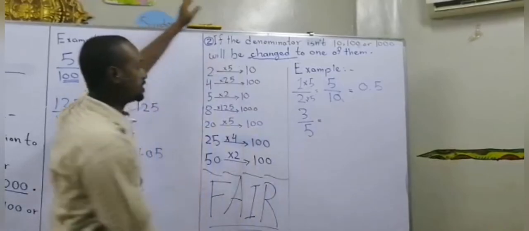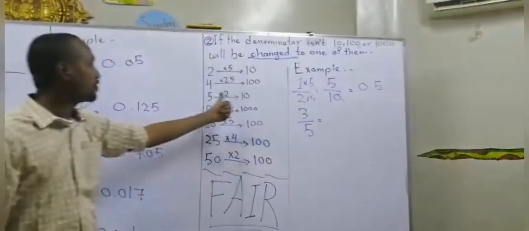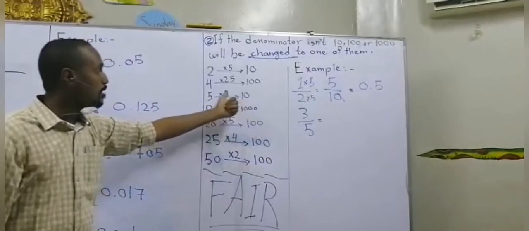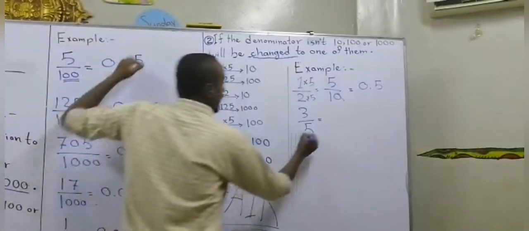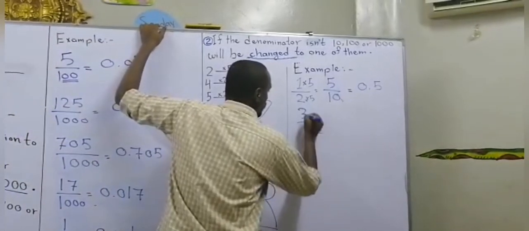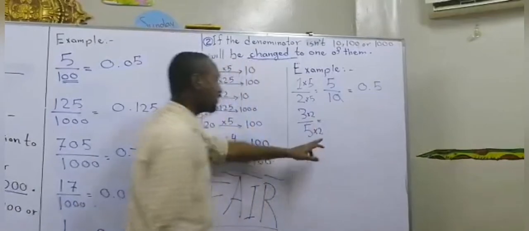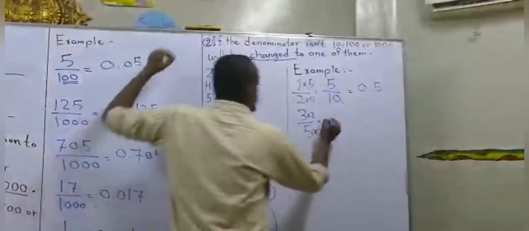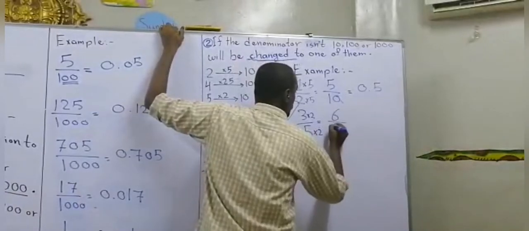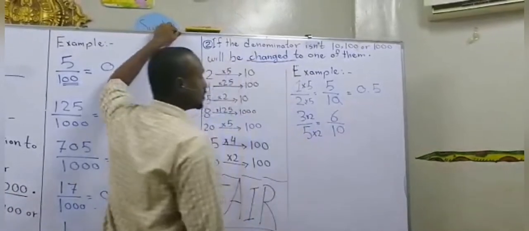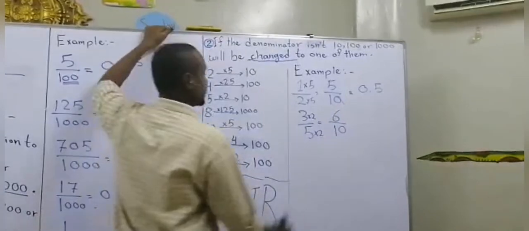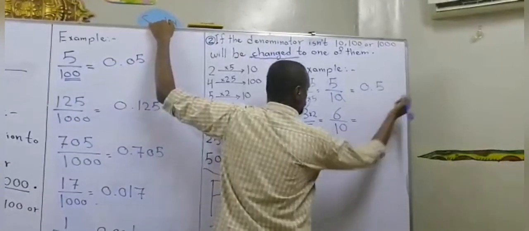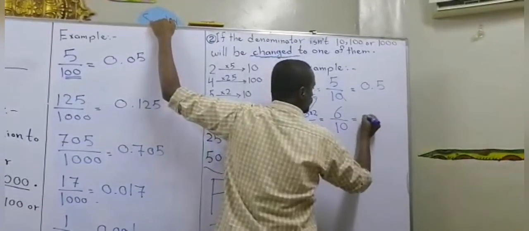Another example, 3 over 5. What will I do? I said when I find the denominator is 5, I'm going to change it to be 10 by multiplying by 2. I must be fair. Remember, we must be fair. I multiply this by 2, then I multiply this by 2. So the fraction will be 6 over 10. So now it's easy to change it. 6 over 10 will be 0.6.